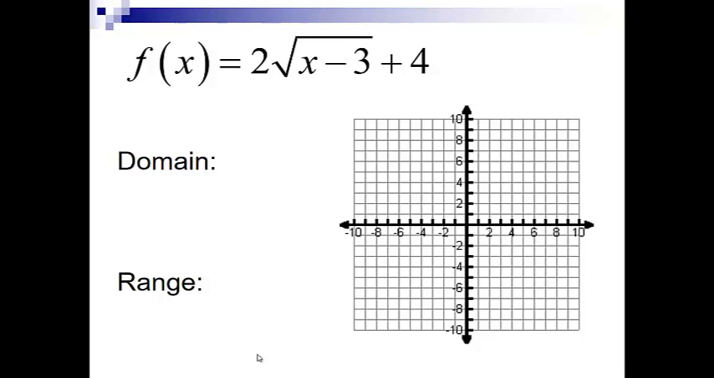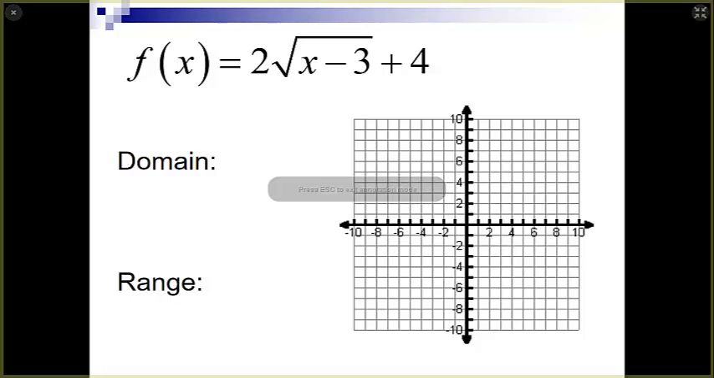Okay, so how does this get slightly harder, slightly more challenging? So we have our parent function here. We have 2 square root of x. Remember, we don't worry about this part because that's the shifting.